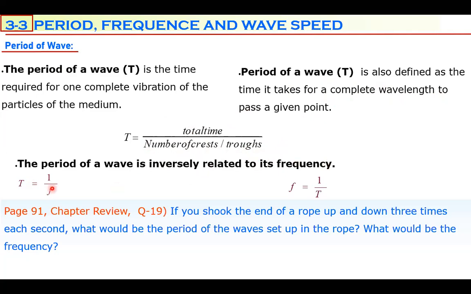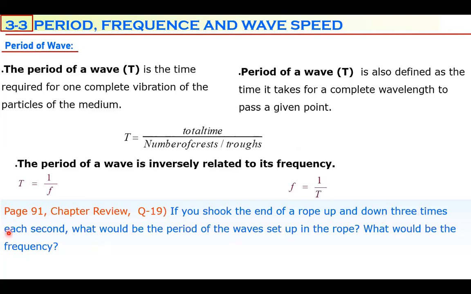We know this from simple harmonic motion. T is equal to 1 over f, or f is equal to 1 over T. For example, if you shook the end of a rope up and down 3 times each second, what would be the period of the wave set up in the rope? What would be the frequency?